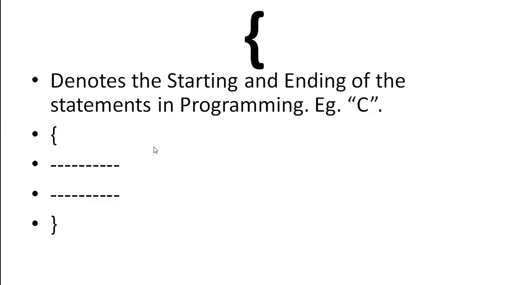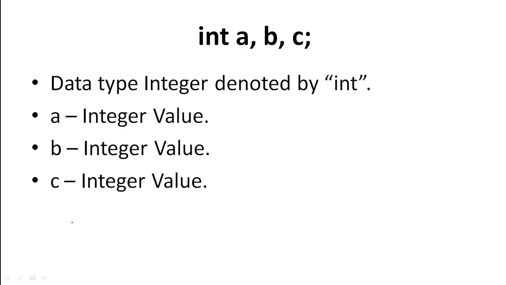The next line has a flower bracket. As you can see here, the flower bracket denotes the starting and ending of the statements in programming. In our case, it is a C program. In between, we have lots and lots of commands and functions that we need to write for a C program. So what do these two brackets mean? This is the open one and this is the closed one. It tells the compiler that whatever is written in between these two flower brackets should be processed line by line. So we shall go to the next slide.